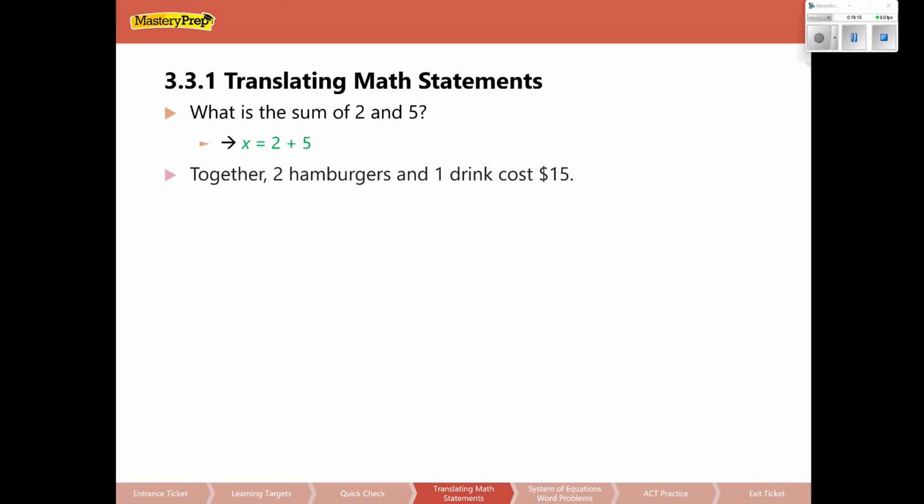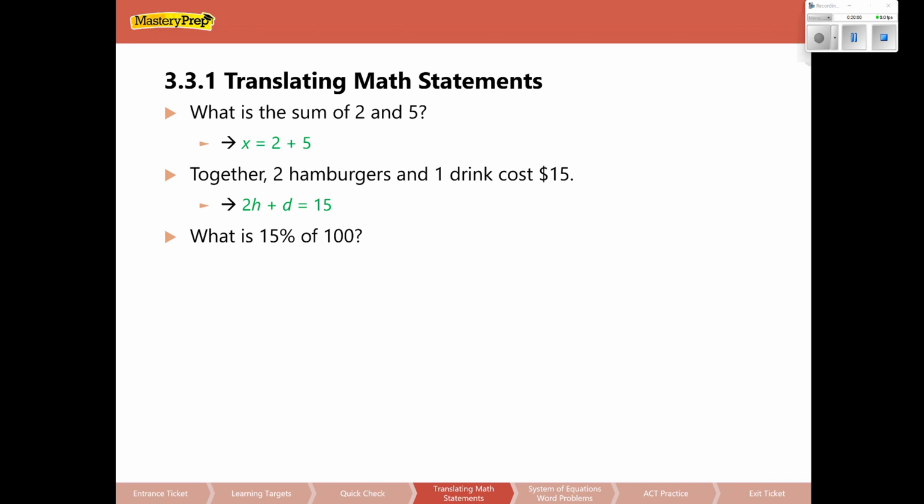Okay. Let's look at the next one. Together, 2 hamburgers and 1 drink cost $15. Okay, so 2H would represent hamburgers. So what would we do to represent drinks? Yeah, so 2H plus D equals 15. Now, we don't have to use H and D. We could have said 2X plus Y equals 15. That would have been the same thing. But we can use H and D to represent hamburgers and drinks.